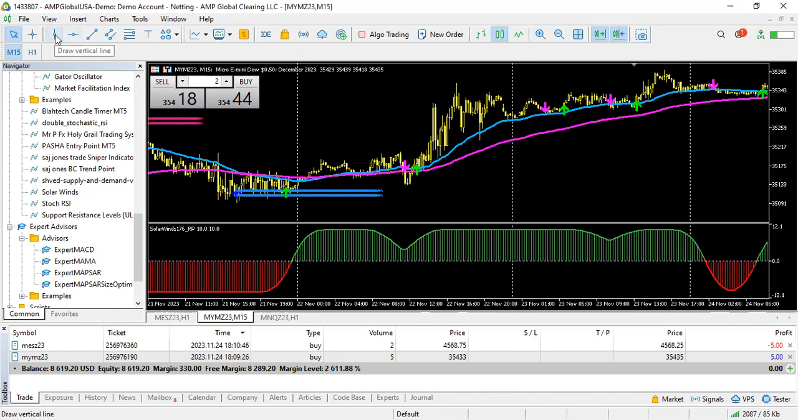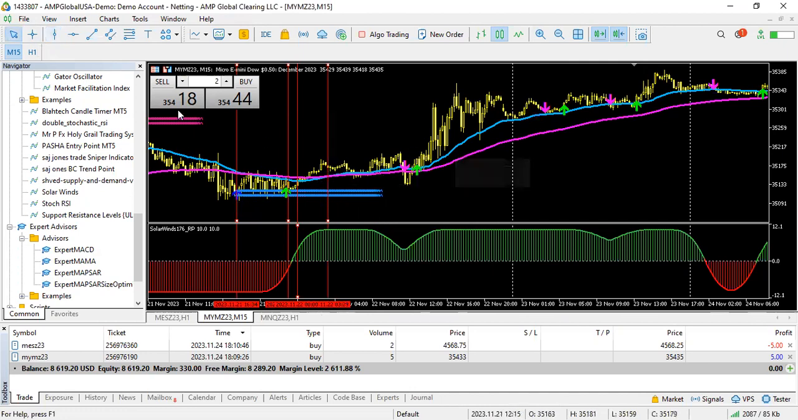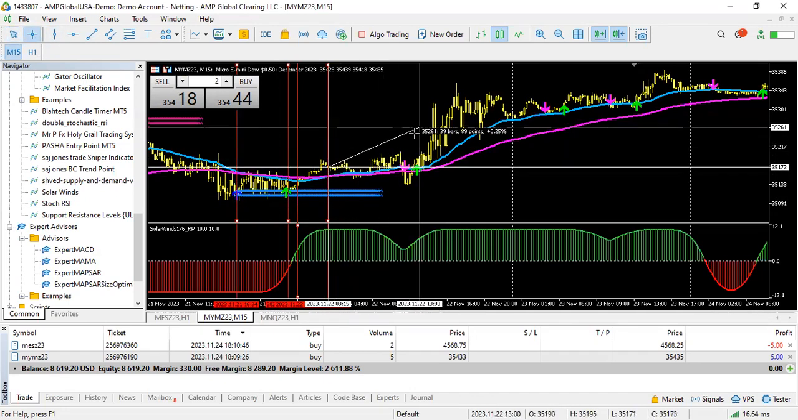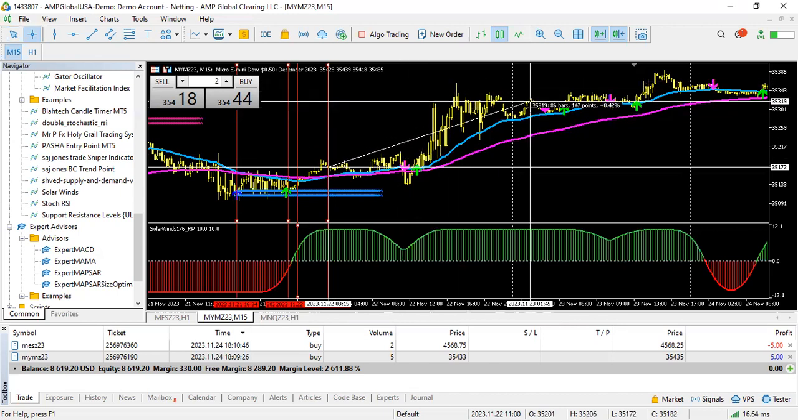My support happened here. My BC trend point hit here. My solar wind crossed here. My moving averages crossed here. I ride the market all the way up to this point, or I ride it to this point and get 91 bars. It's all up to you.